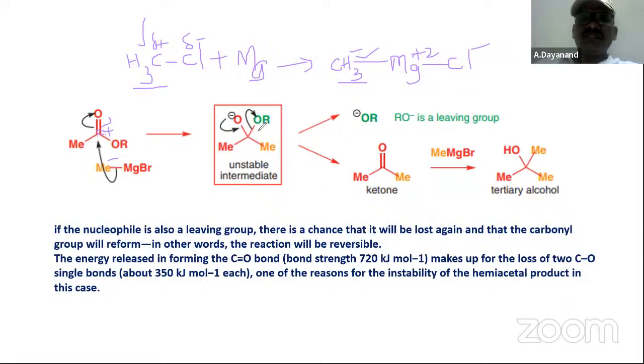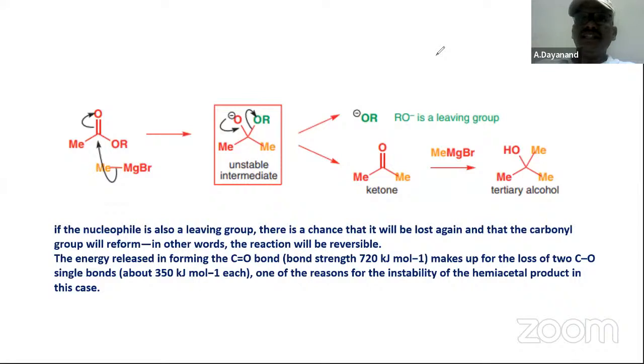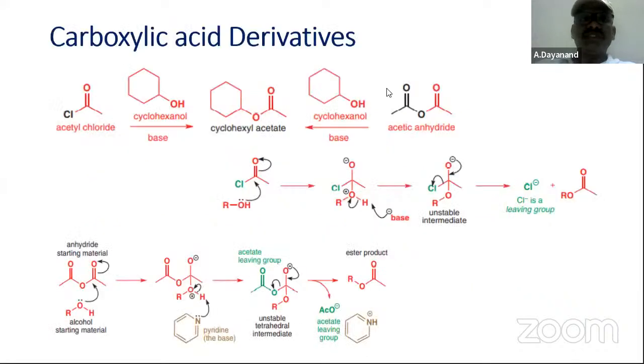And finally, this OR, in the next step, is displaced by the formation of the pi bond. Again, OR minus is removed. It is a classic example of nucleophilic substitution reaction in carbonyl compounds. If you see carboxylic acid derivatives also, acetyl chloride when reacted with cyclohexanol, cyclohexyl acetate is formed.